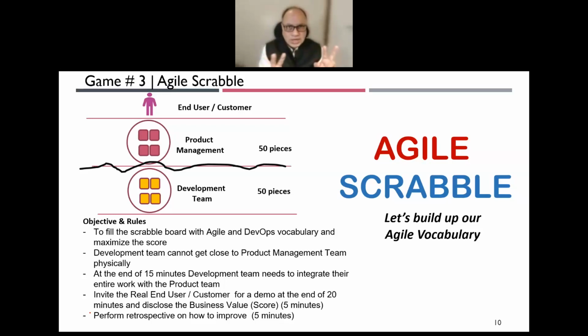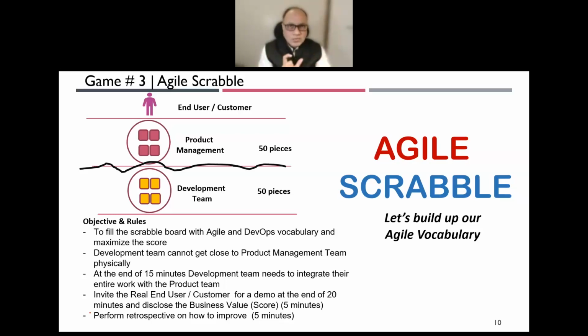Each team has to use 50 pieces, so we need two boards. Each team is given a single board. Team A works on one board and uses 50 pieces to create a vocabulary. Team B uses its 50 letters to create a vocabulary. After 15 minutes, or whatever time, we give them around 20-25 minutes, when the board is ready, we ask the two teams to come together and consolidate their word list.